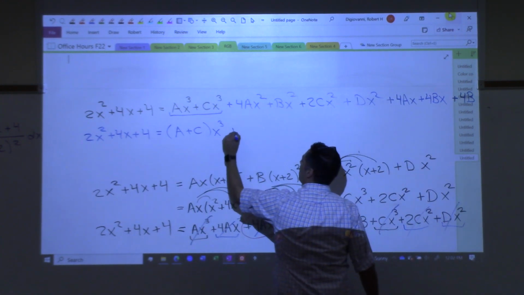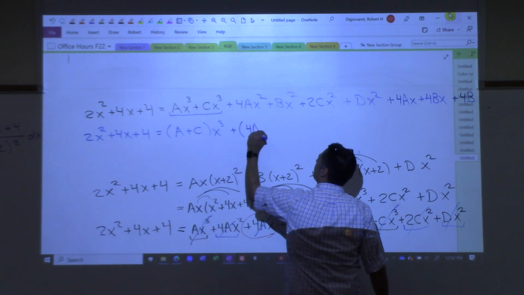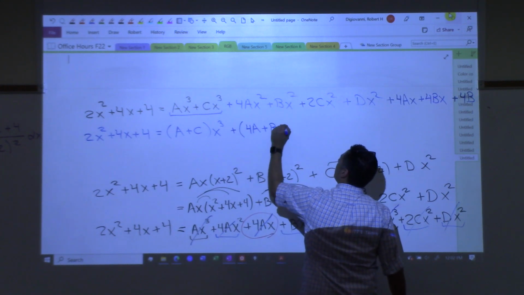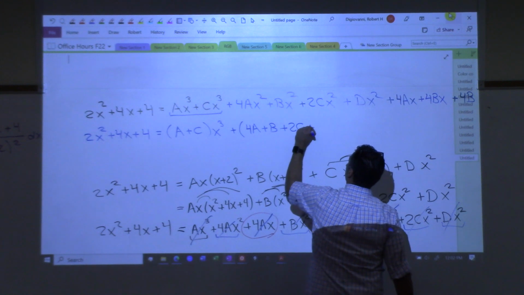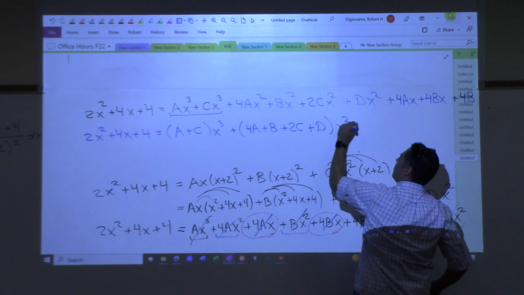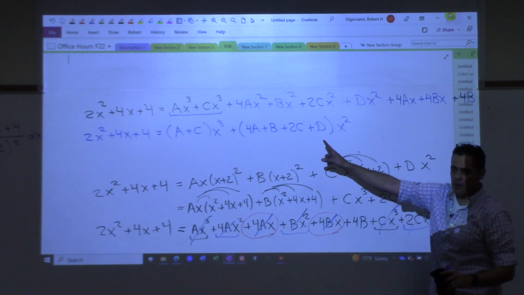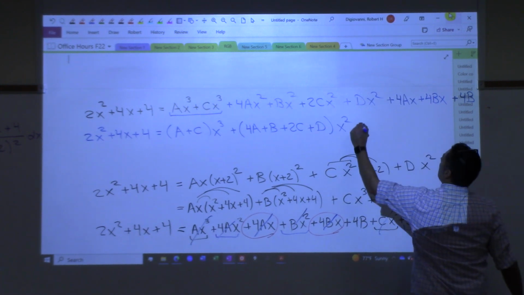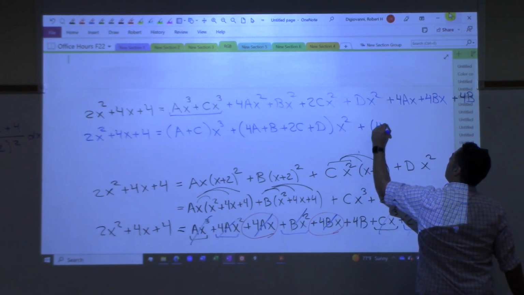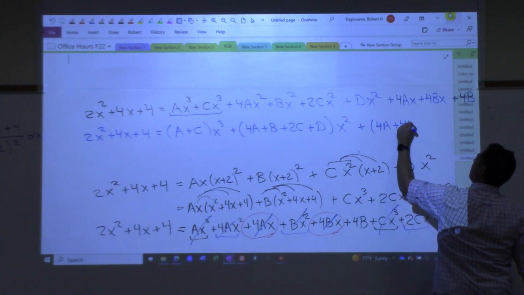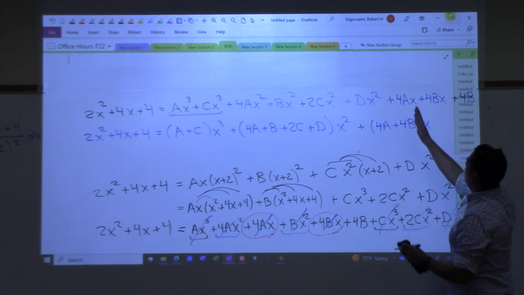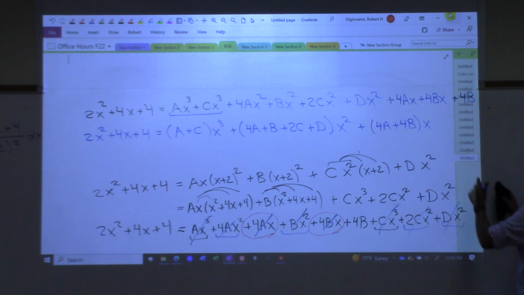And on the next one, I pull the x squareds out. I pull the x squareds out of all of these, and I pull them out to the right side again instead of out to the front. And then here I have 4a plus 4b, and I pull the x out to the back again, and then finally 4b.